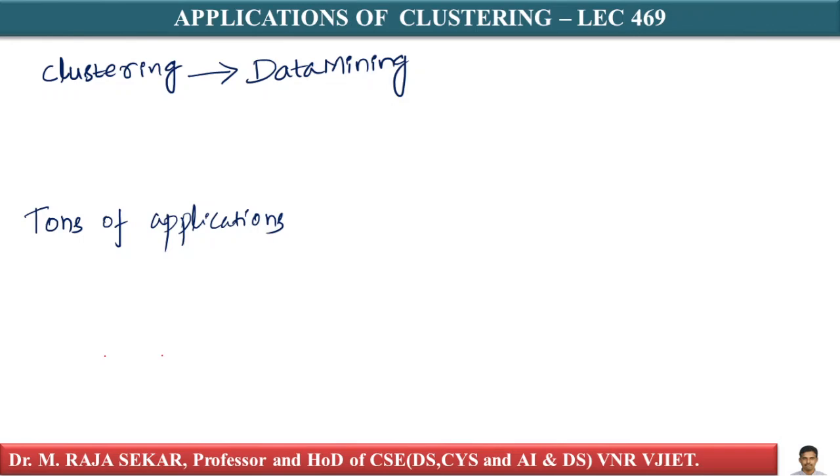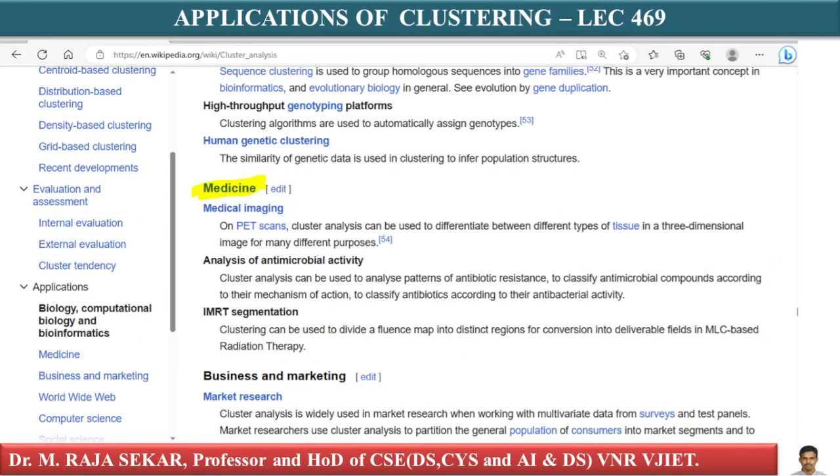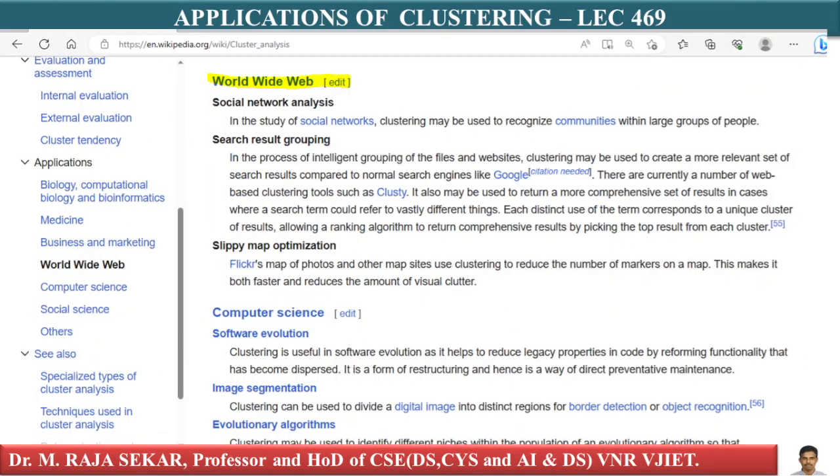But if you want a good list of all the applications in various areas, I would recommend you go to Wikipedia, a favorite source for all data anyway. There is a page, cluster analysis, in which if you go to applications, you will get a huge list of applications, everything from biology to medicine. There are a huge number of applications here.